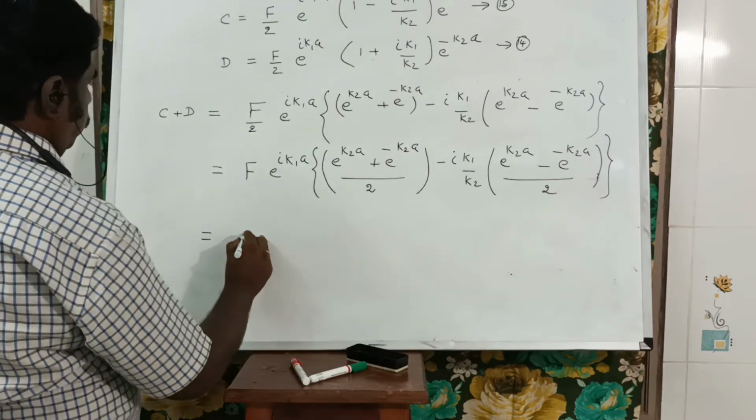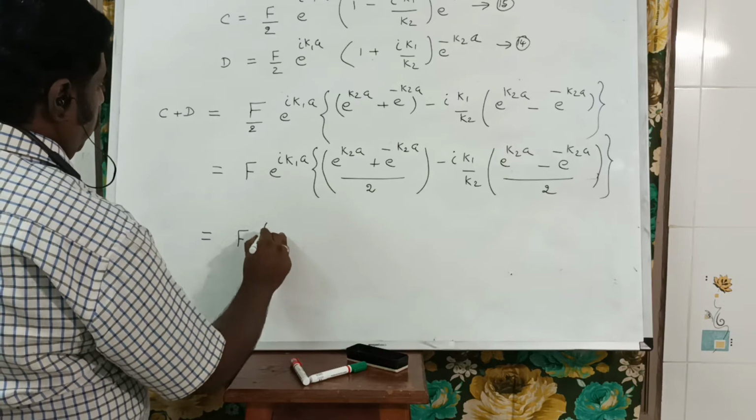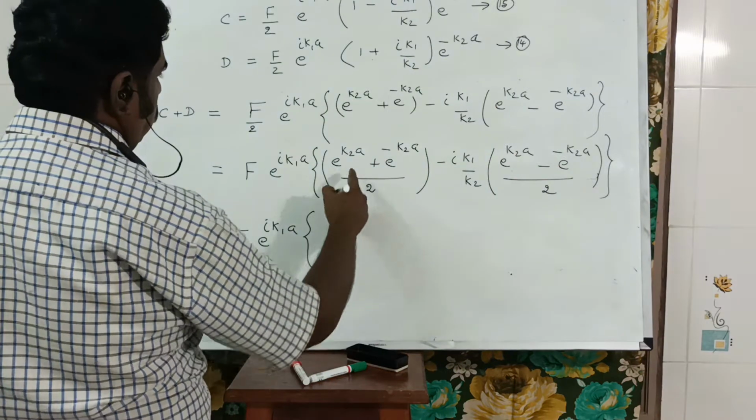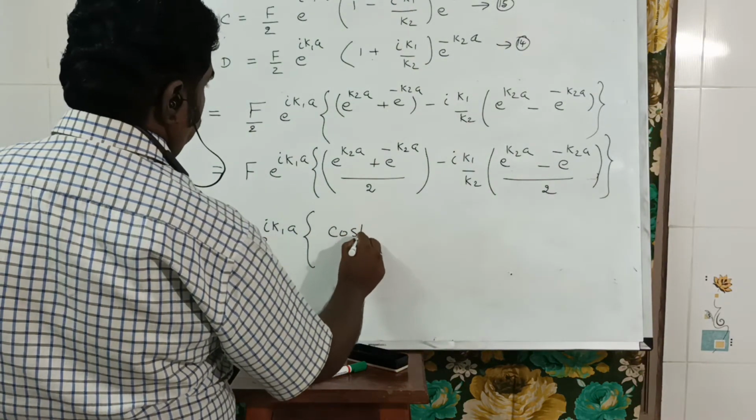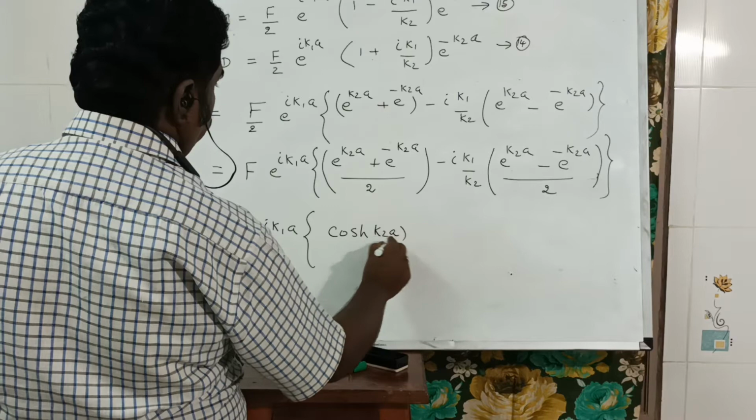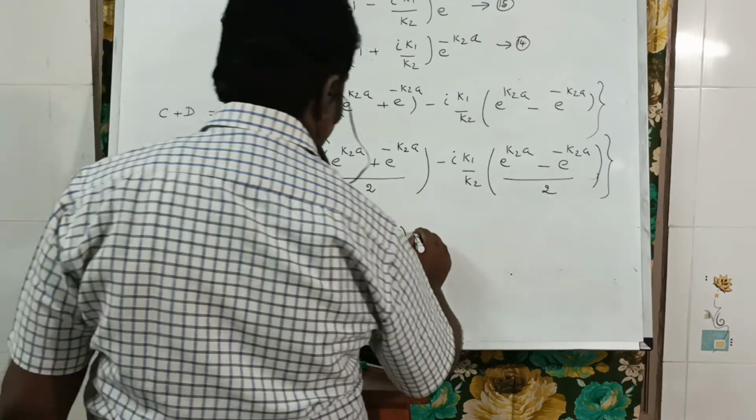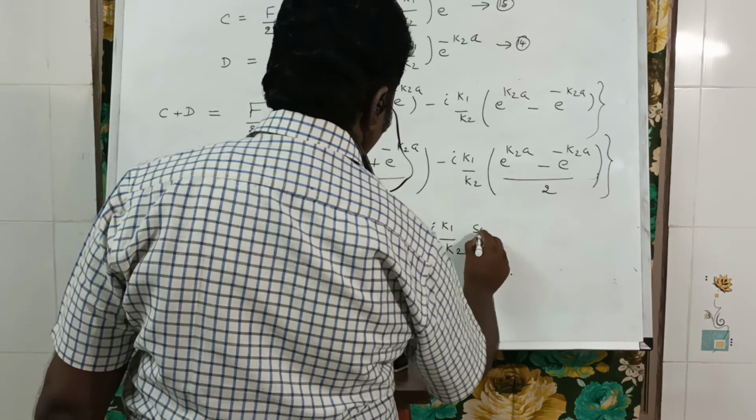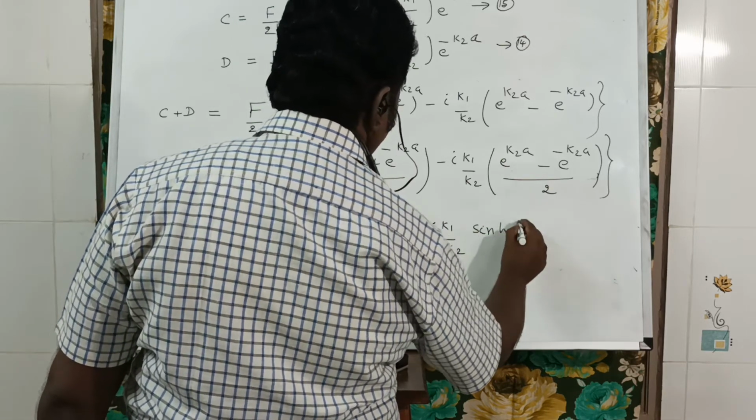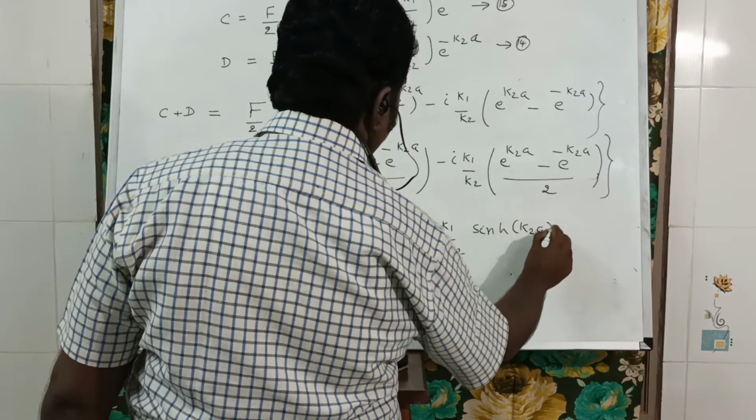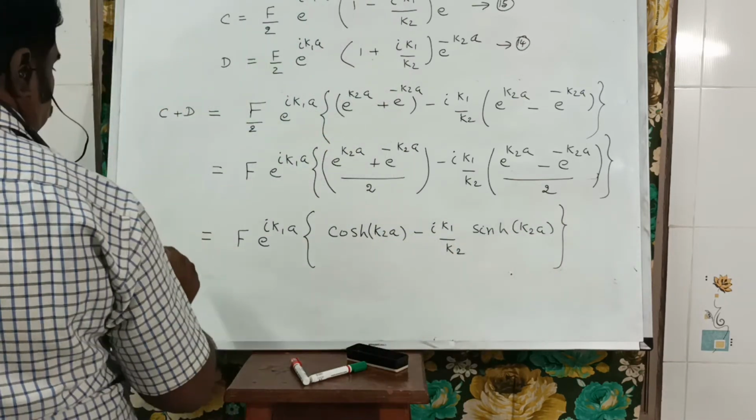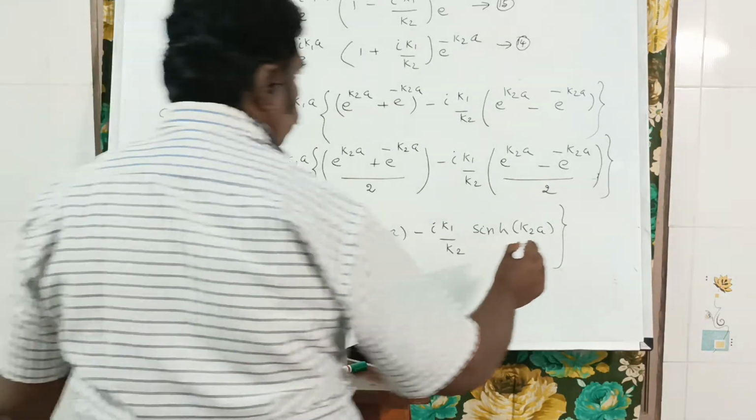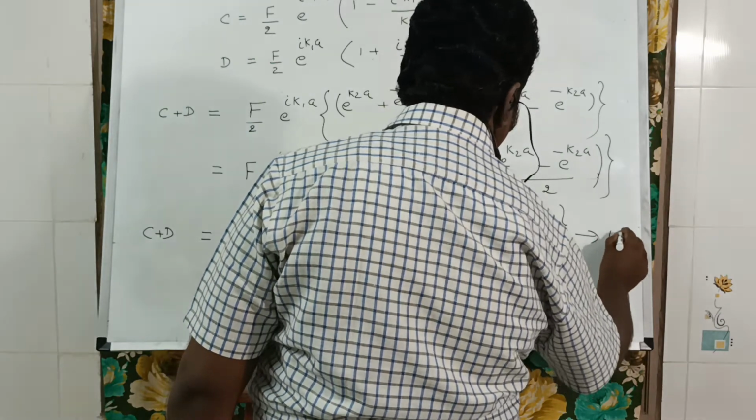This is equal to F into e power i k1a, then this is our cosh of k2a, the hyperbolic function, cosh of k2a minus i k1 by k2 into sinh of k2a. This is the value of C plus D. This is equation number 16.